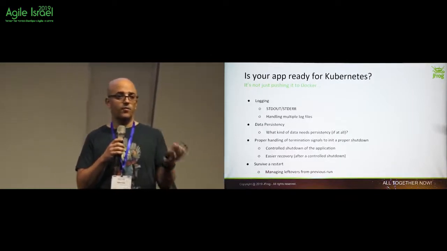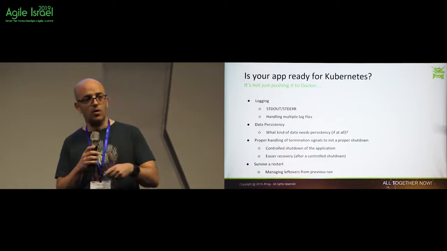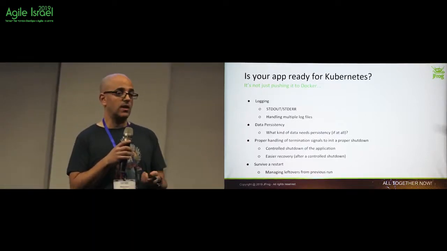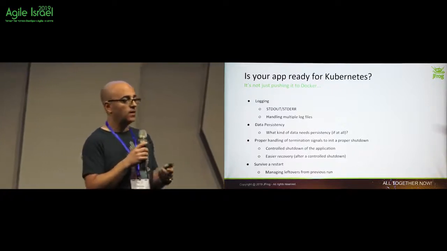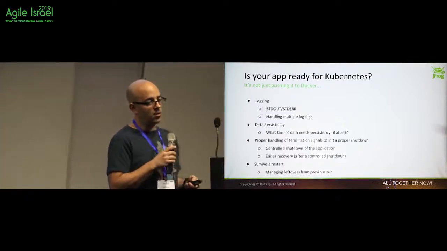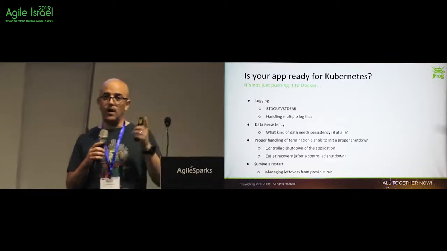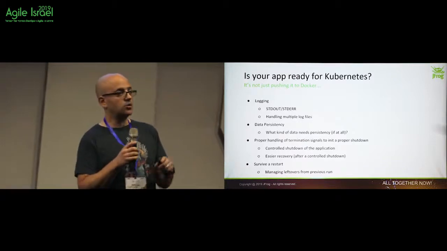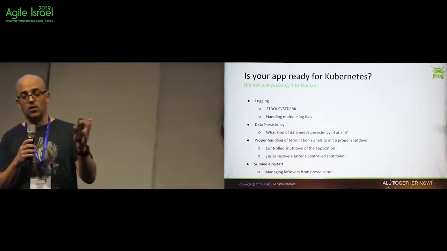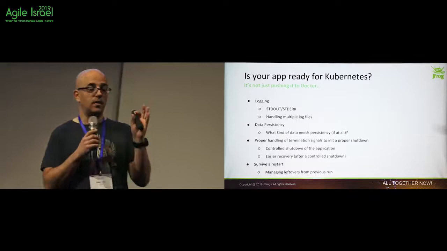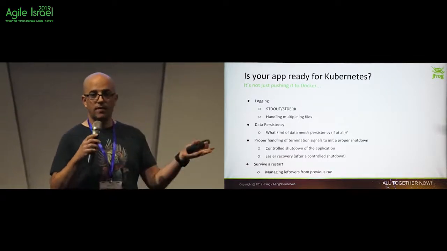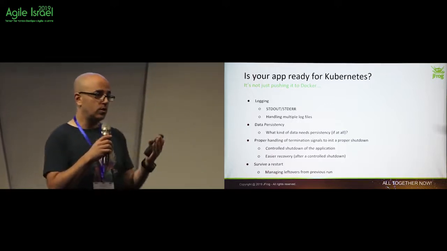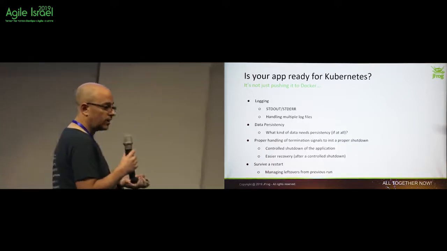Logging. If you're familiar with the logging mechanism of Docker, or containers in general, your logs should usually go to standard output, standard error, and then be collected by a log collector. You need to think about what happens when you need to handle multiple log files. There are some applications which do split the logging between an access log, an error log, a request log, a debug log, and then you have a whole bunch of logs. Which one do you direct to the standard output? Which one do you direct to the standard error? How do you collect it?